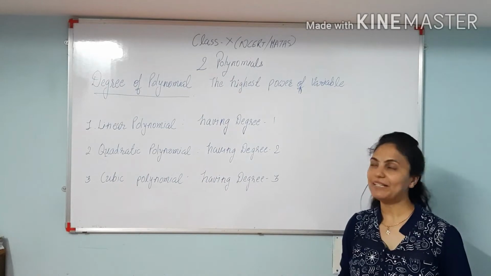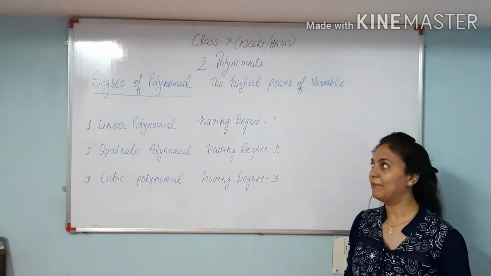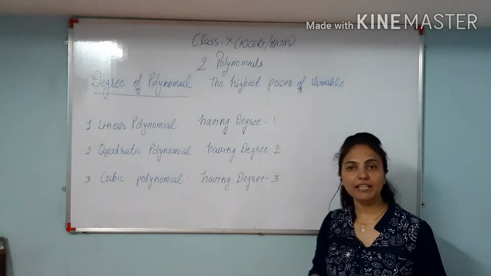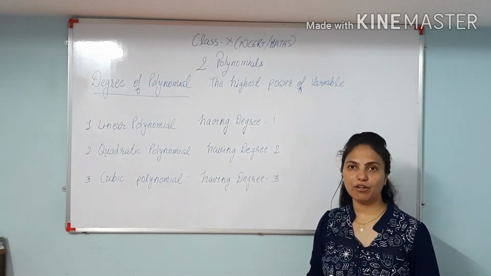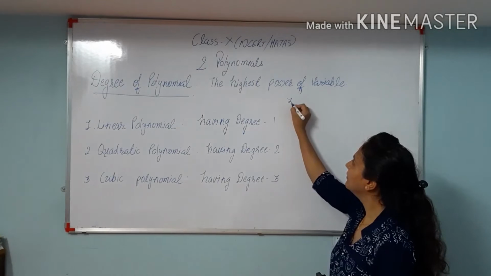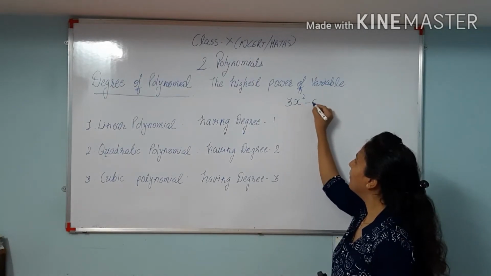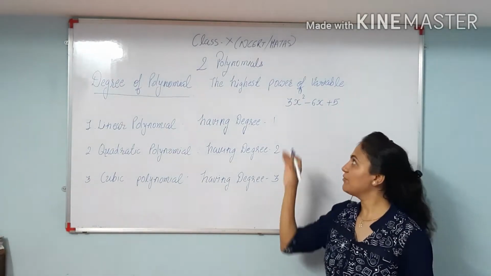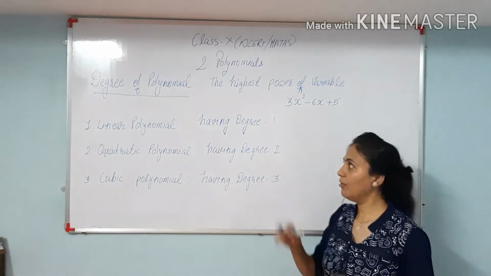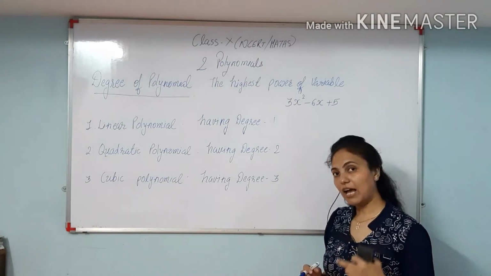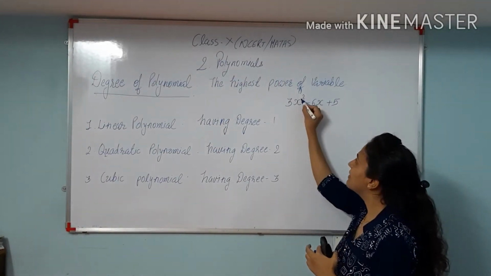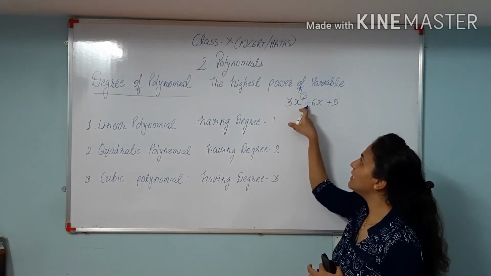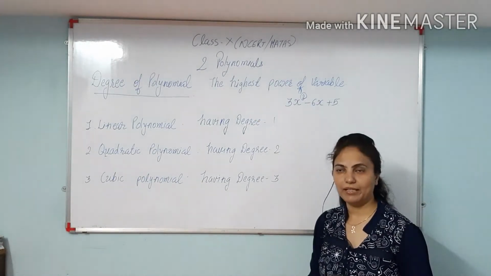Yes, the next topic is degree of polynomial. What is degree of polynomial? The highest power of variable into given polynomial is called degree of polynomial. For example, 3x square minus 6x plus 5. Here, what is variable? Now you can easily find out that x is a variable. The highest power, we can see 2 is the highest power. So that's why the 2 is the degree of this polynomial.